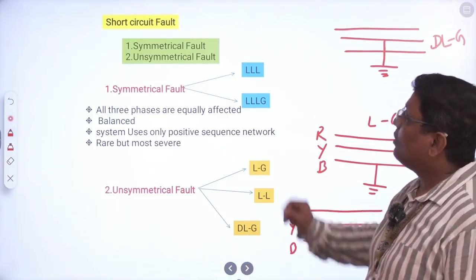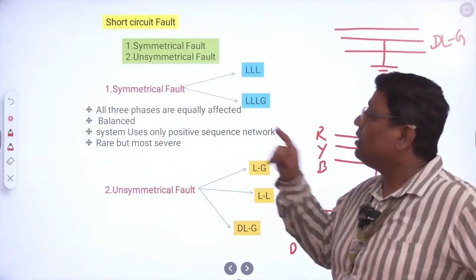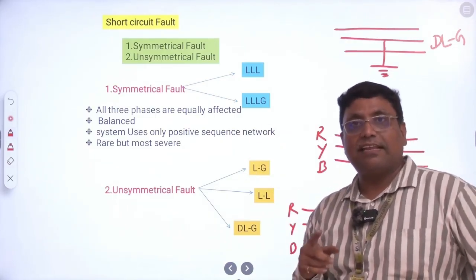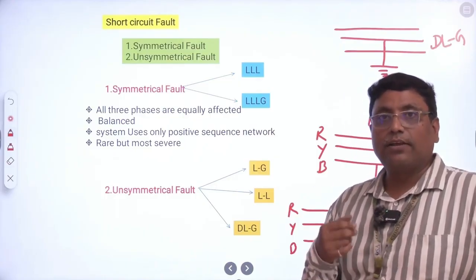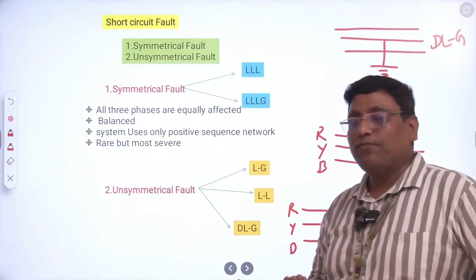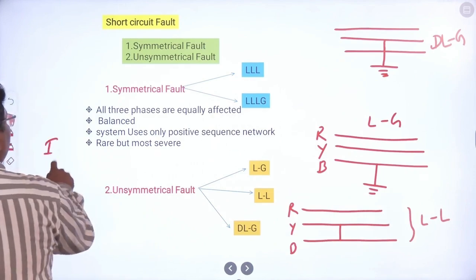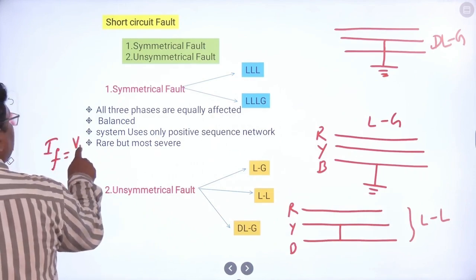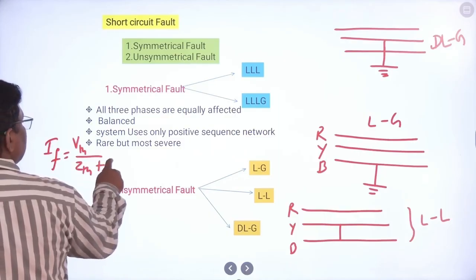Okay, and one more point is important. In symmetrical fault case, all the three phases carry the equal amount of fault current, right? So that we can calculate IF using any one of the phases. IF is equal to V Thevenin divided by Z Thevenin plus ZF.